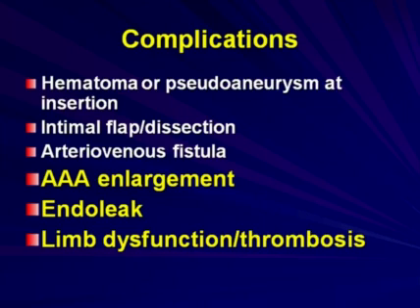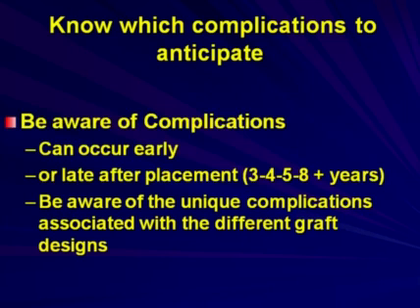putting the device in is supposed to prevent the patient from having an aneurysm enlargement and hopefully have it shrink. Endoleak is a common complication that's associated with all of the devices that are currently available. And then limb dysfunction or thrombosis, we'll talk briefly about that.